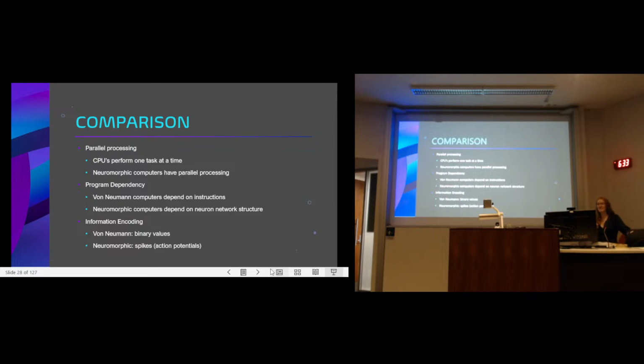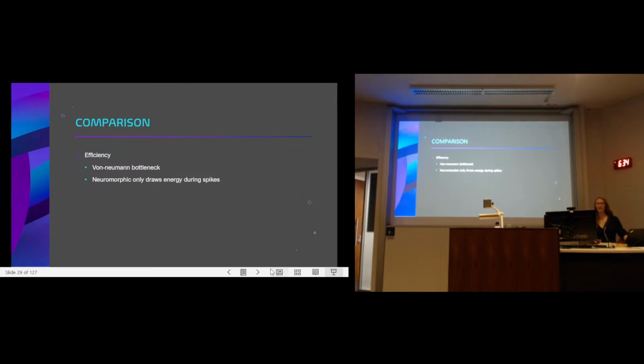So in terms of information encoding, the differences lie in von Neumann being about binary information, so ones and zeros, whereas neuromorphic encodes information in neuron spikes and also the timing of those spikes. If we go into efficiency very quickly, obviously the von Neumann computers have this bottleneck that's really stopping them from progressing a lot further. Whereas neuromorphic computing doesn't have the bottleneck. We're generally processing and storing information in the same area, which is really exciting.